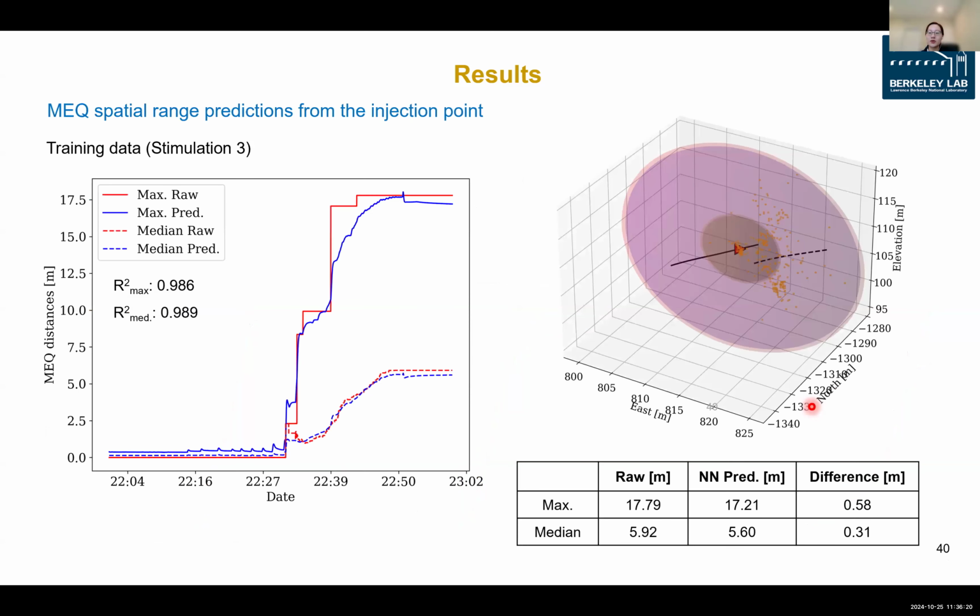And in addition, we also try to predict the MEQ spatial range from the injection point. This gives a very rough idea about where the front of fracture propagates and where most of the fractures are located. So we use the maximum distance and also the statistical median distance to characterize these two features. For the training sets, the simulation has achieved very good accuracy in terms of maximum distance, again the largest extent of fracture propagation, and then the median extent of the most fracture location.